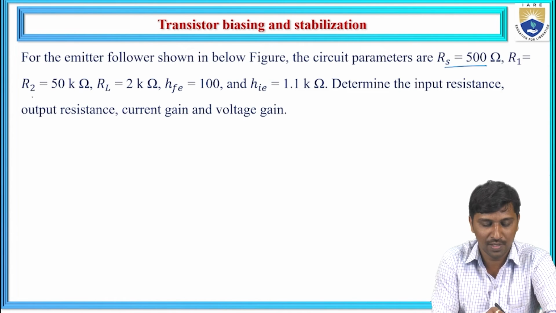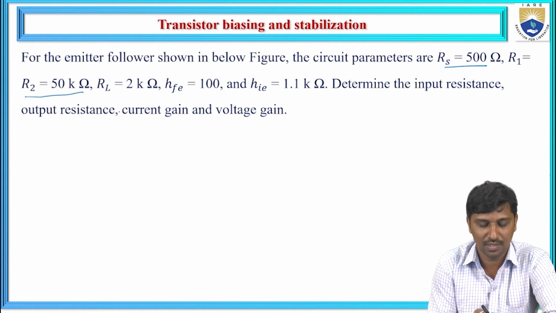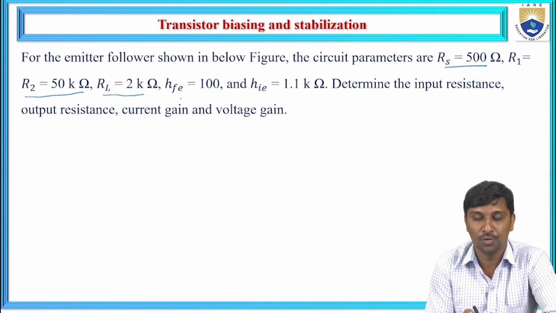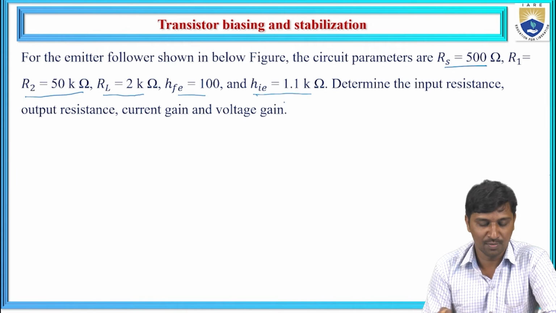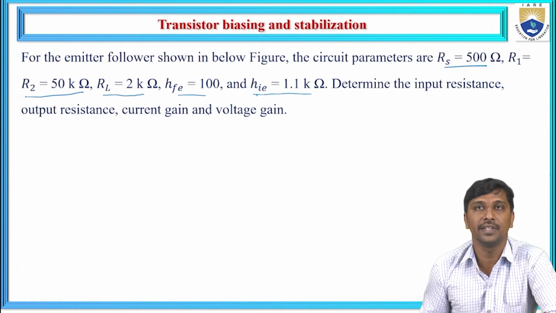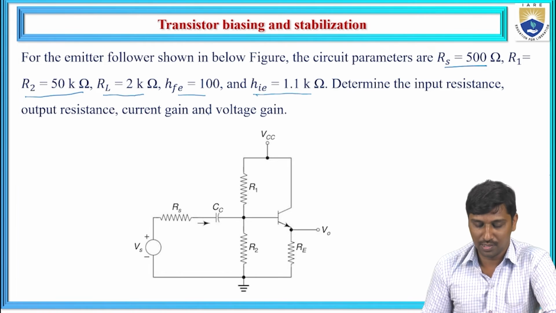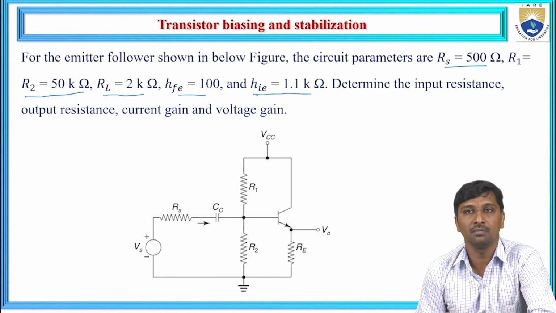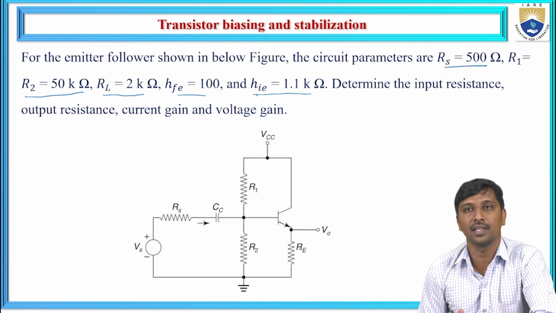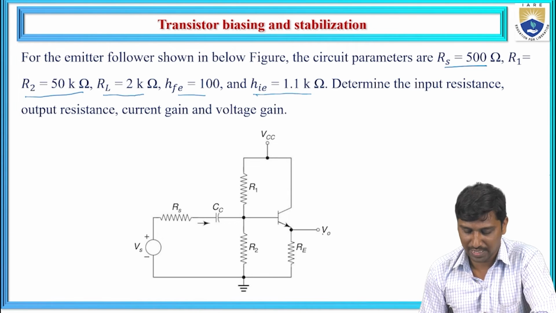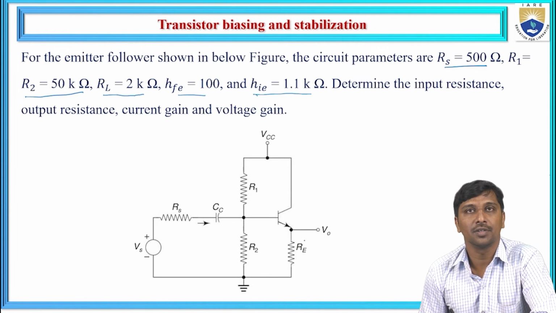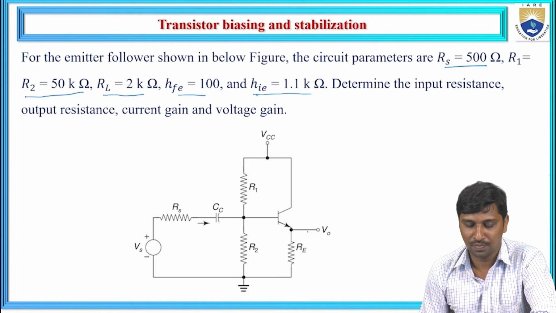R1, R2 are equal to 50 kilo ohms, load resistance is 2 kilo ohms, hfe is 100 and hie is 1.1 kilo ohms. Determine the input resistance, output resistance, current gain and voltage gain. So the given circuit is a common emitter follower, meaning a common collector circuit configuration. We know that in a common collector circuit, the output is taken from the emitter and the circuit is called an emitter follower circuit.